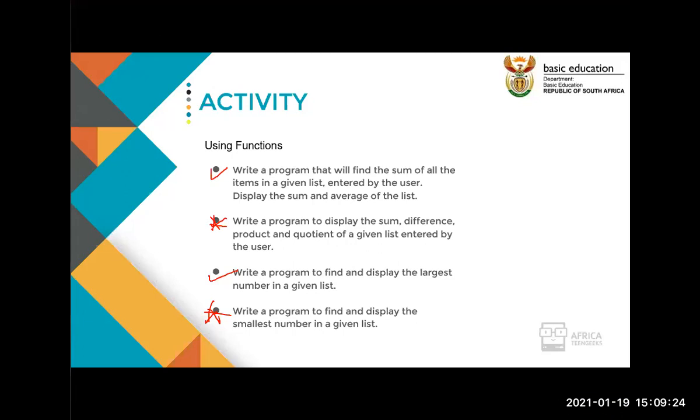So if we look at the question again, what do we need to do? We need to write a program to display the sum, the difference, the product, and the quotient of a given list. That means the list has to be given to us, and this list is being given to us by the user. So what is going to be our input in this case is what is given. What is being given? All the numbers. So that list is being given.